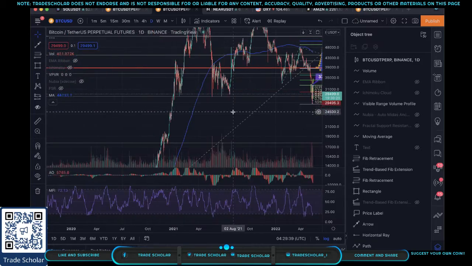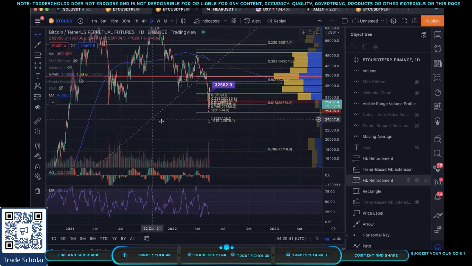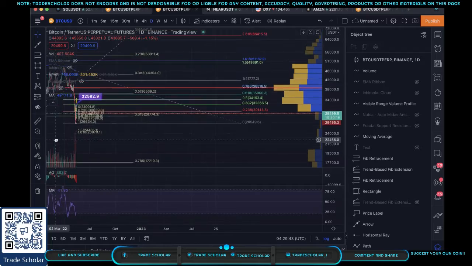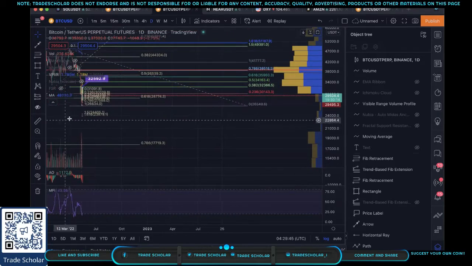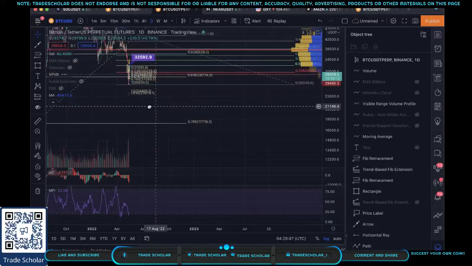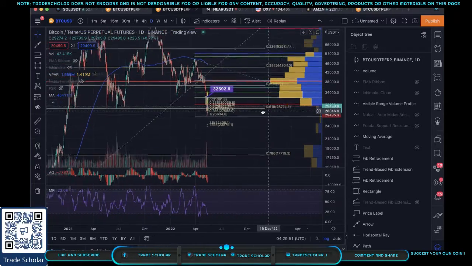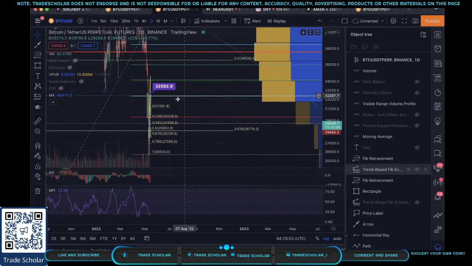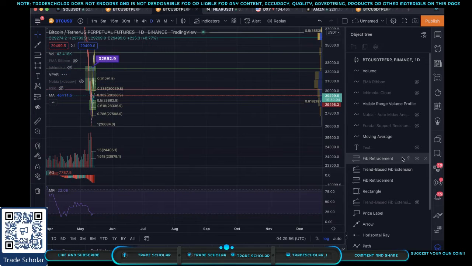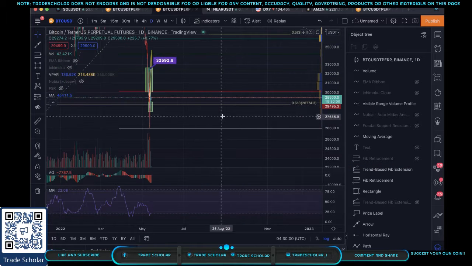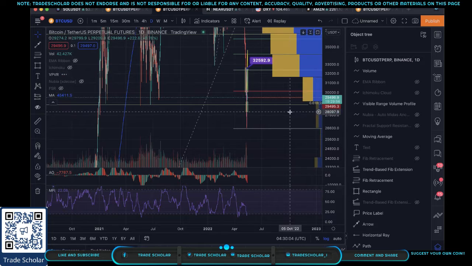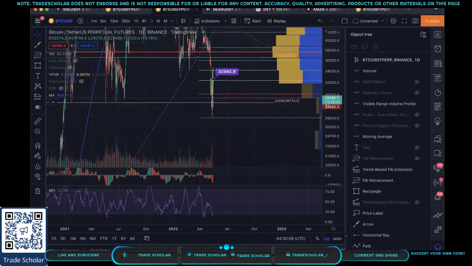In our daily time frame, we have found support. We have found support at our 0.618. We are bouncing exactly at 0.618. Let me hide the other fib extension and fib retracement. Here, we are bouncing exactly at 0.618, so this is a good support right here. So we can expect a rally from here.